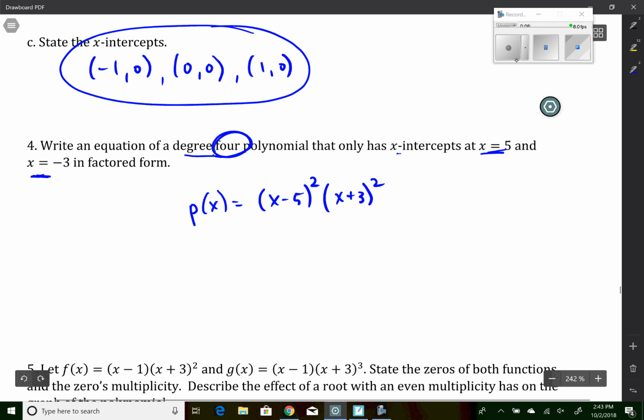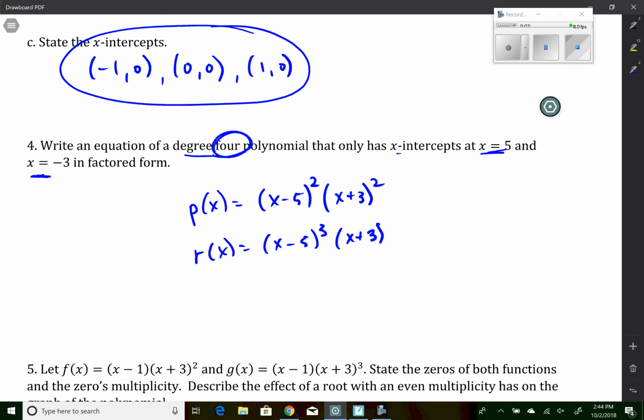Why? Well, I know each of them has an intercept at 5 and -3, but it's a degree 4 polynomial. So I can make it so that both exponents are 2, or I can make it so that one exponent is 3 and the other one is 1, or vice versa. I could even have a number in front as a coefficient. All those things are possible answers here. There's an infinite number of answers here for number 4.